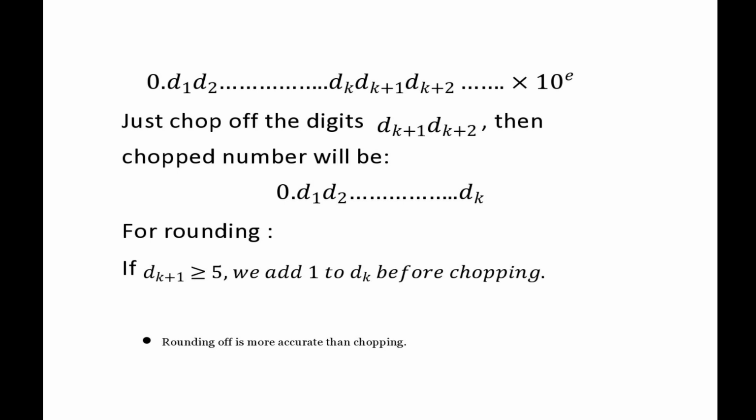And if the d_(k+1) is less than 5, we chop the number. So this is all about rounding, and I hope that you already have the concept of rounding. It is better to use rounding instead of chopping in numerical analysis. In this numerical computation subject, you have to use the rounding technique, and rounding off is more accurate than chopping. Alright, so this is all about rounding and chopping.